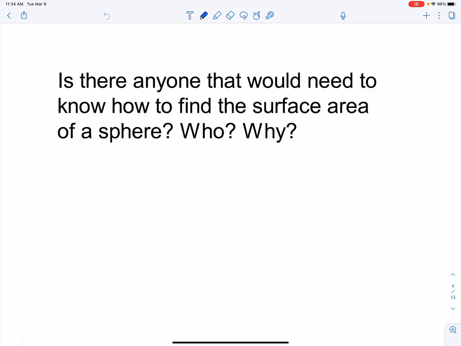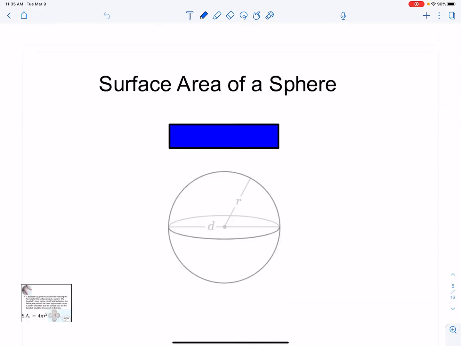Okay, so the first question I have for you is, is there anyone that would need to know how to find the surface area of a sphere? Who? Why? Well, there are people out there that actually do need to know how to find the surface area of a sphere. Most of those are in the sports realm, because when you think about making a baseball or making a basketball, you have to know how to make the covering for that particular shape, okay? And that is nothing but the surface area of a sphere. Okay, so let's take a look at that.